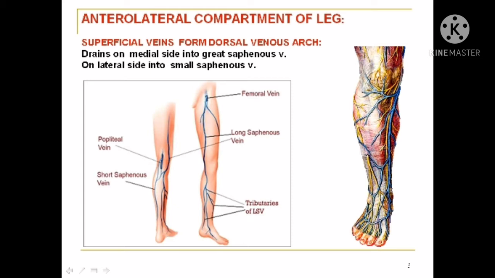The short saphenous vein drains into the deep vein in the popliteal region, that is in the popliteal vein, and the great saphenous vein goes upward in the thigh, and on the anterior medial aspect it pierces the cribriform fascia and enters the femoral triangle and ends in the femoral vein.